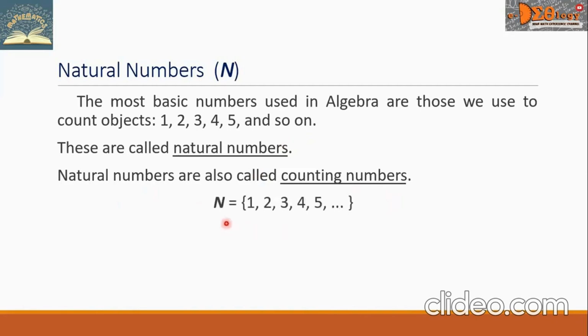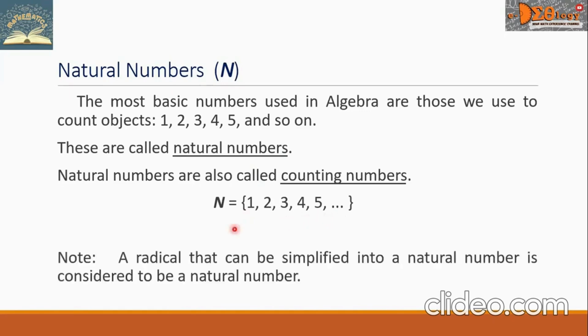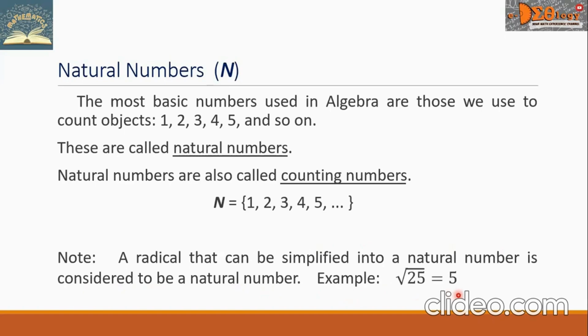Using the set notation, we write it like this. Capital N equals the set with elements 1, 2, 3, 4, 5, and so on. Note that a radical that can be simplified into a natural number is considered to be a natural number. Example, the square root of 25 can be simplified into 5. So this is a natural number.